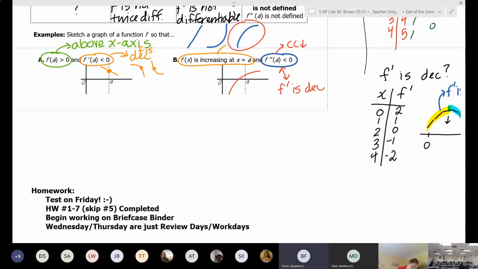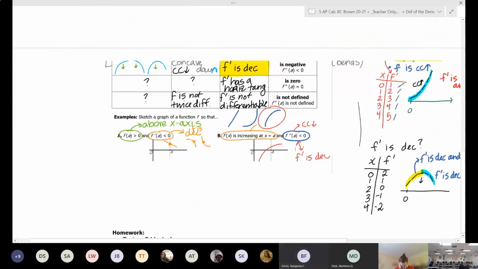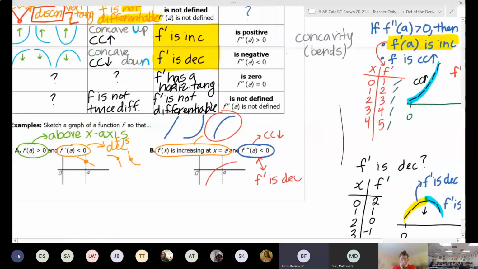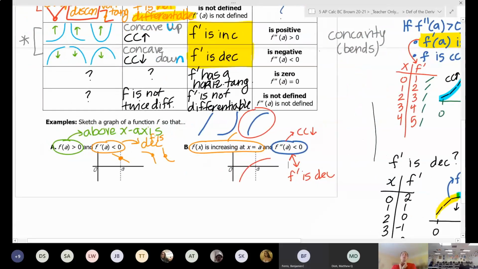So for f double prime, the whole way you use it is just to figure out how the graph would look, or how the graph is bending, to be clear. Yes. Okay. So if you want to summarize it in general, the first derivative tells you whether it's increasing or decreasing. The second derivative in general will tell you which way it's bending, or if it's not bending at all, basically.